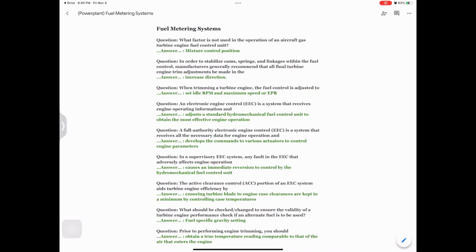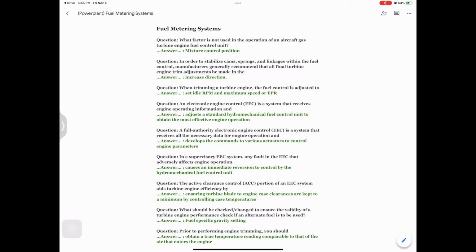Fuel metering systems. Question: what factor is not used in the operation of an aircraft gas turbine engine fuel control unit? Answer: mixture control position. Question: in order to stabilize cams, springs, and linkages within the fuel control, manufacturers generally recommend that all final turbine engine trim adjustments be made in the answer: increased direction.